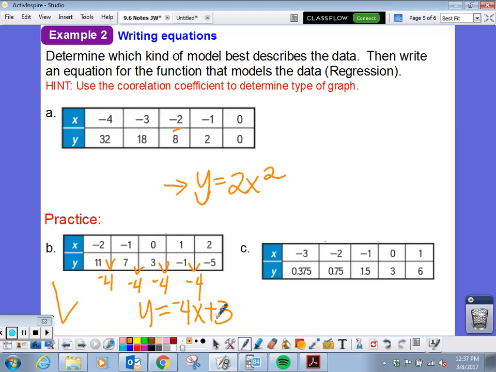Right, and we're not going to do C. If you want to practice, that one is exponential, if you wanted to try to do that one on your own.